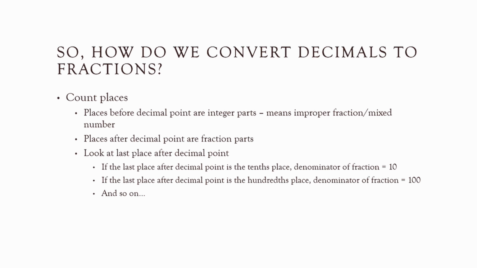And the places after the decimal point are fraction parts. So we look at the last place after the decimal point. If the last place after the decimal point is the tenths place, the denominator of the fraction is going to be 10. If the last place after the decimal point is the hundredths place, the denominator of the fraction is 100, and so on in this fashion.